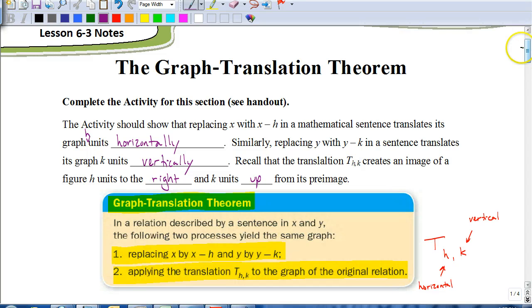Okay, so in this lesson we're going to be talking about what's called the graph translation theorem. We're not going to be doing the activity that's in the book. You can look at the activity and do that on your own to get a visual of what's going on here, but sometimes I've seen that that can actually confuse students more. They have a difficult time seeing the connection for some reason, so I'm just going to jump right into talking about the graph translation theorem.